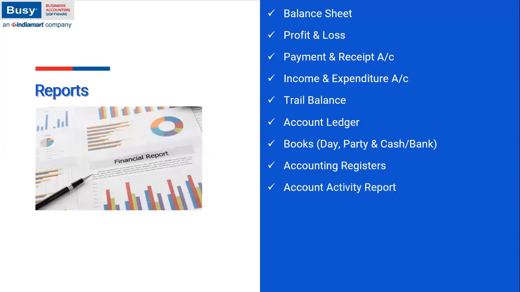Next is the account activity report you can view. You can check the activity of the account, and summaries you can view at the summarized level, and outstanding analysis. If you are maintaining the bill by bill feature, you can view the outstanding reports: this bill amount is pending, this bill amount is cleared. These types of details you can check in the outstanding analysis report.